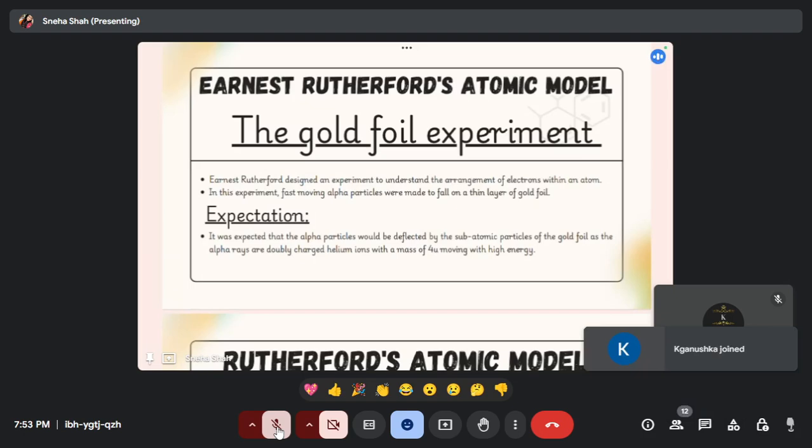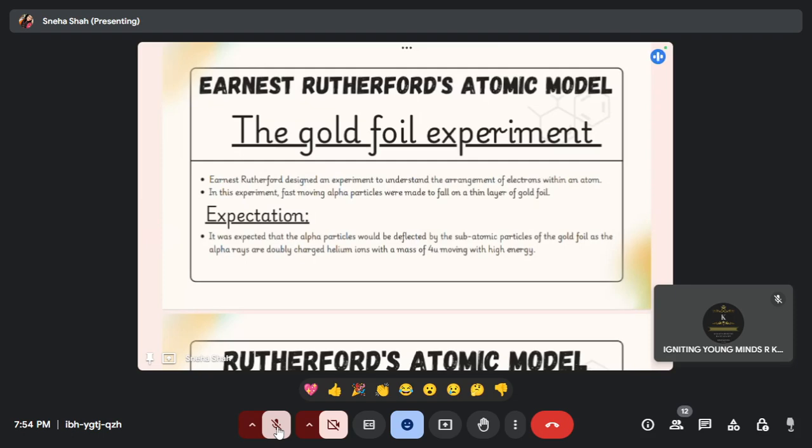Yes, exactly. Gold is one of the rarest metals which, no matter how thin a sheet you make out of it, will not break. It will remain continuous. That is why most intricate jewelry is also made out of gold. So gold metal is very ductile. It can be easily converted to sheets. So he chose a very thin layer of gold foil, and that layer was only 1,000 atoms thick. Understand this. The thickness of that gold foil was only about 1,000 atoms.